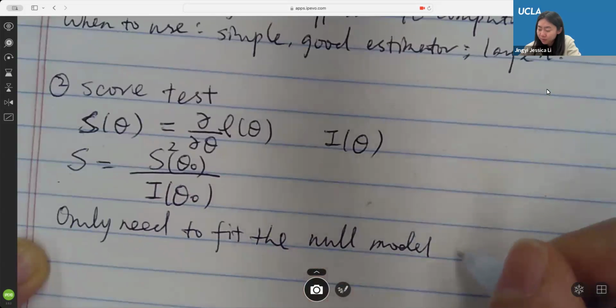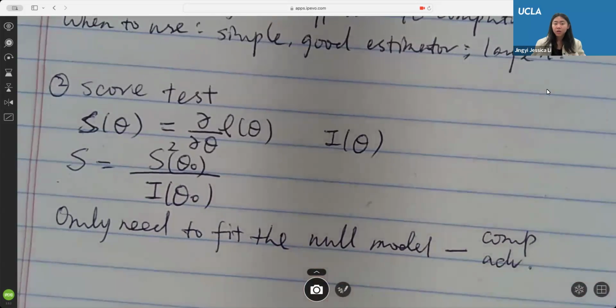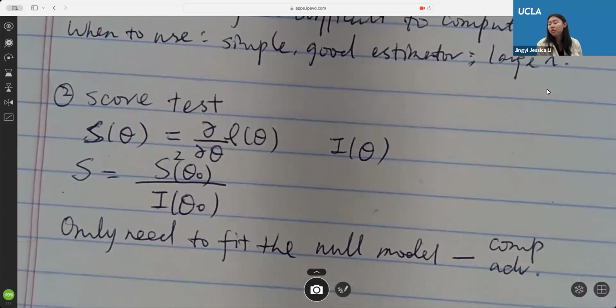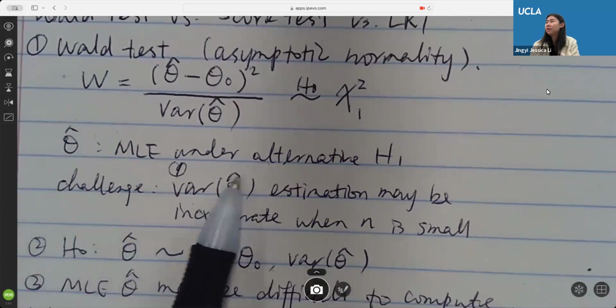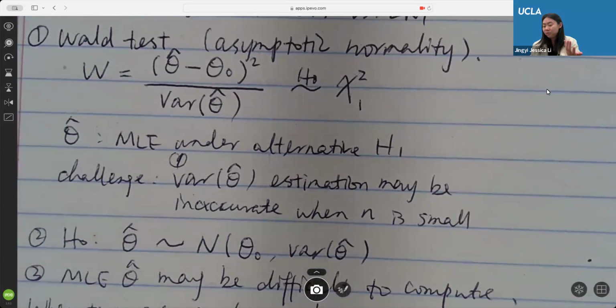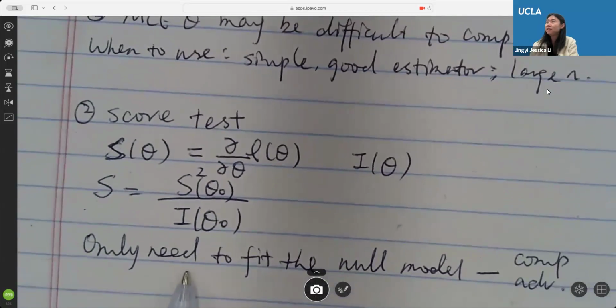And this can be a big computational advantage. The reason is that in the null model, you already set your key parameter theta to the value theta 0, and your only parameters left to estimate are the nuisance parameters. So this can make computation much easier. While in the Wald test, you need to fit the full model and do the MLE. You need to get a theta hat. But for the score test, you don't need to do that.